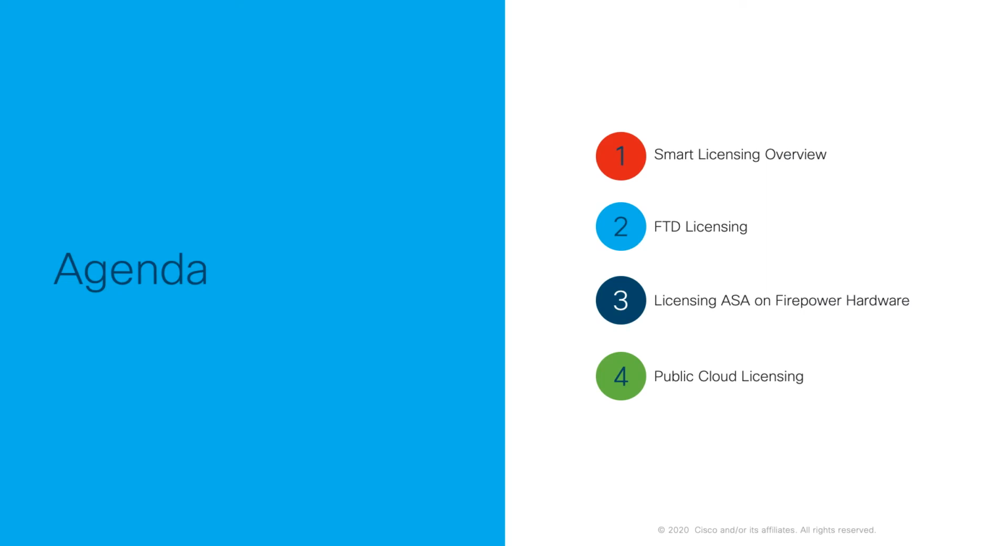The whole series covers the following topics: a general overview of smart licensing for both firepower threat defense and ASA, and finally, smart licensing for public cloud environments. You can either watch all the videos in order to get a full overview, or simply watch the videos that are of most interest.